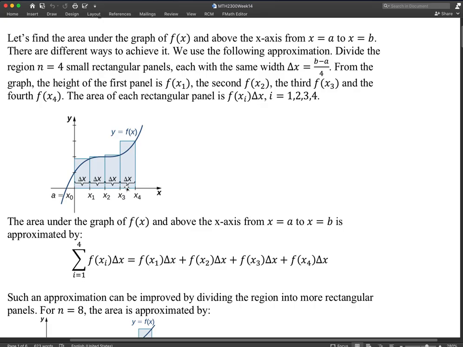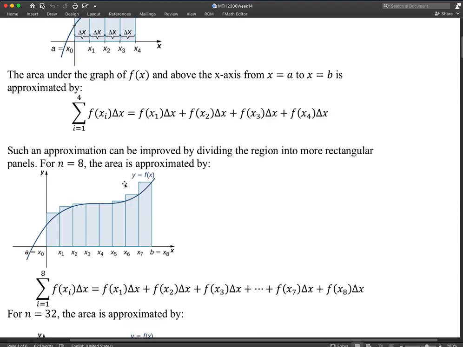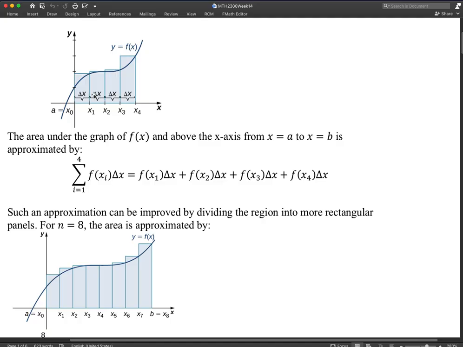And clearly, as you can tell, this approximation can be improved. The way to improve the accuracy here is instead of dividing this entire region into 4 panels, how about we separate into 8 panels? 8 panels, okay. And it looks like it should be a better approximation compared to the first approximation we did.